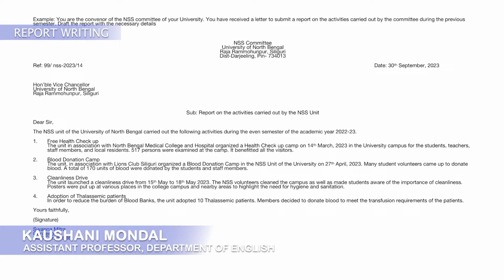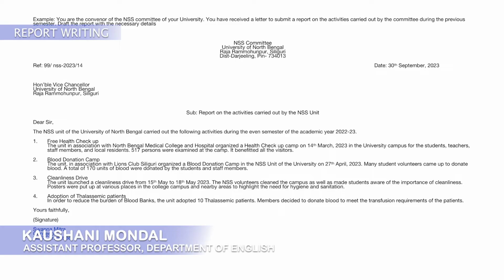And then comes the closing compliments, that is, yours faithfully. It can be yours sincerely also. And then finally the signature and the report writer's name, job and title. So, who was supposed to write that? That is the convener of the NSS unit. So, the name is an imaginary one, Shopna Mitra, convener, NSS committee.